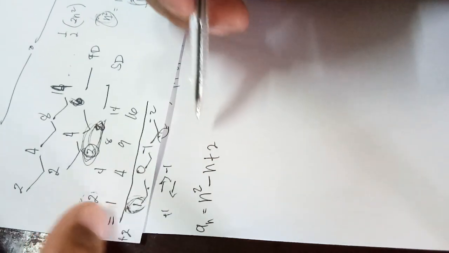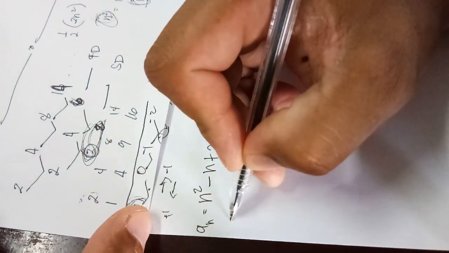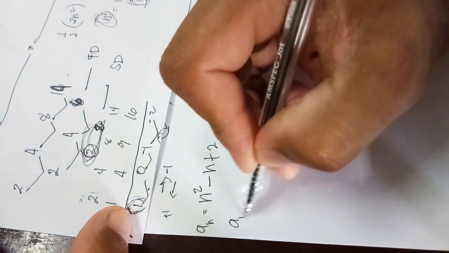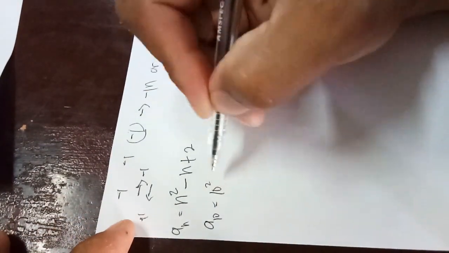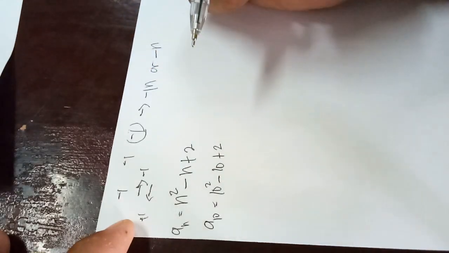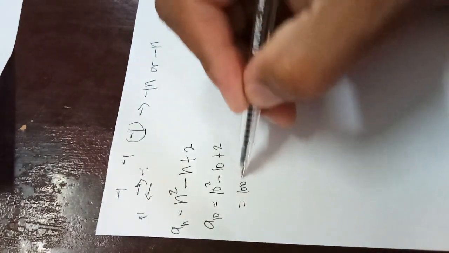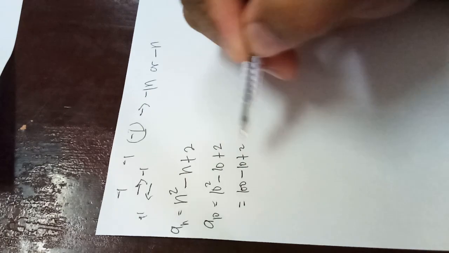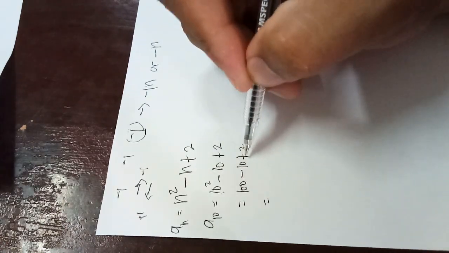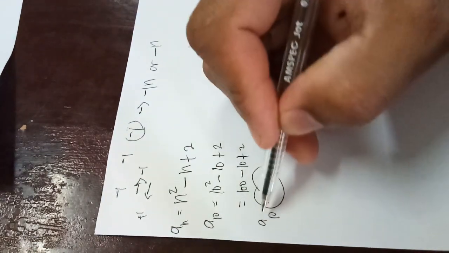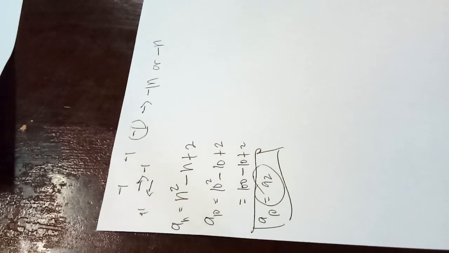So, using the formula, halimbawa, tatanungin doon, ano yung ika-10th term of this sequence. So, just simply, you have a sub 10, okay, is equal to 10 squared minus 10 plus 2. I-substitute lang natin yung value ng n. So, we have here 10 squared, that is 100, minus 10 plus 2. So, we have 100 minus 10, that is 90 plus 2, in other words, 92. So, therefore, the a sub 10 is equal to 92. I hope you understand.